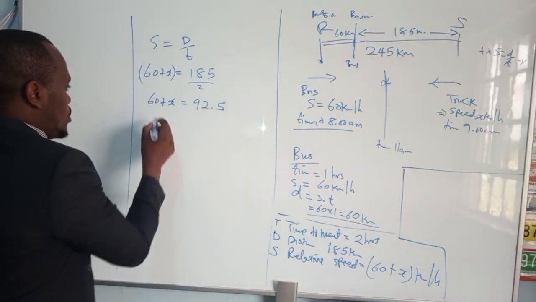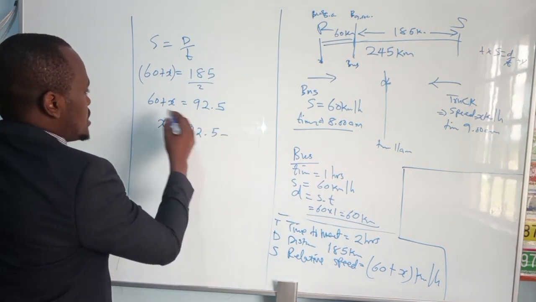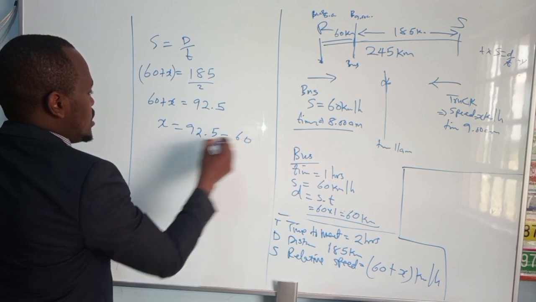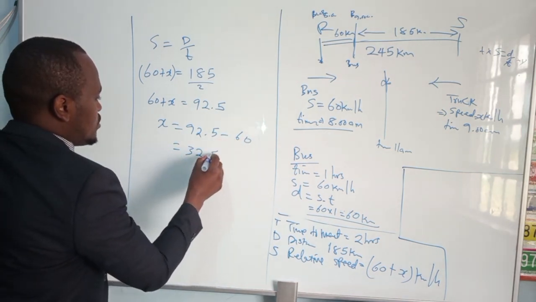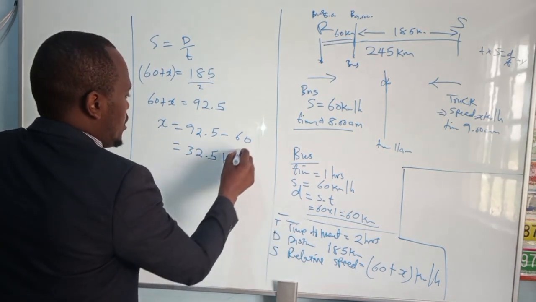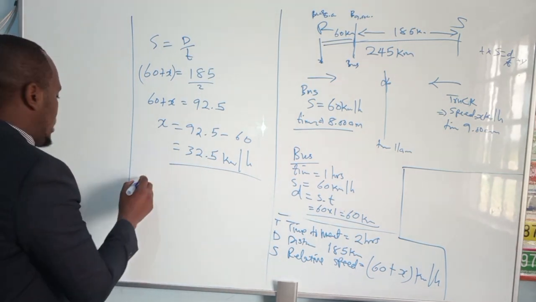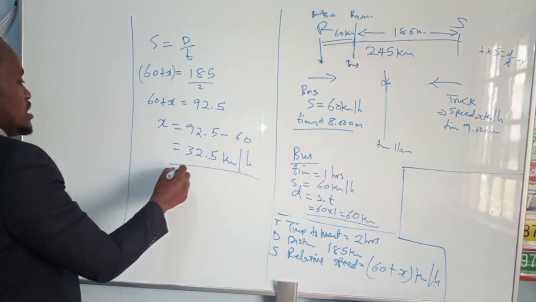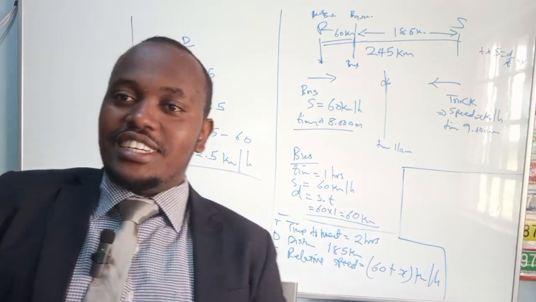which is 92.5. So x is equal to 92.5 minus 60. So x is equal to 32.5. It was speed, so kilometers per hour. So the speed of the truck that is required is 32.5 kilometers per hour. Alright.